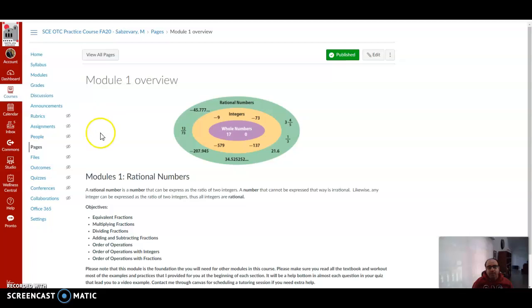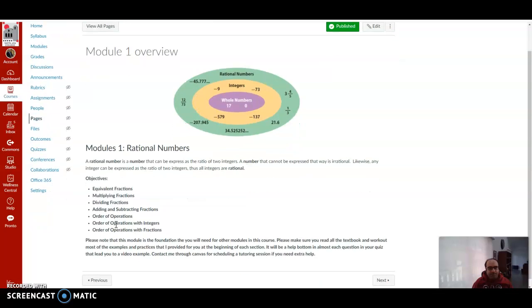I want to give you an introduction to Module 1. We will learn about rational numbers in this module. In simple language, if you can write a number in fraction form, that is a rational number. These are the objectives that you are expected to learn by the end of Module 1.